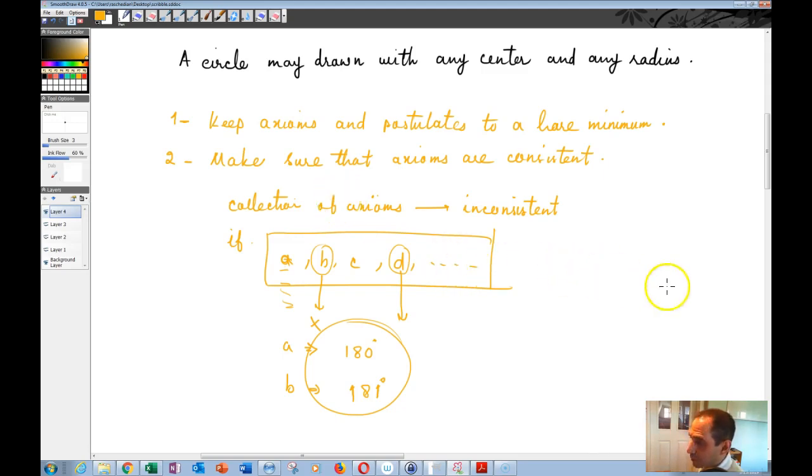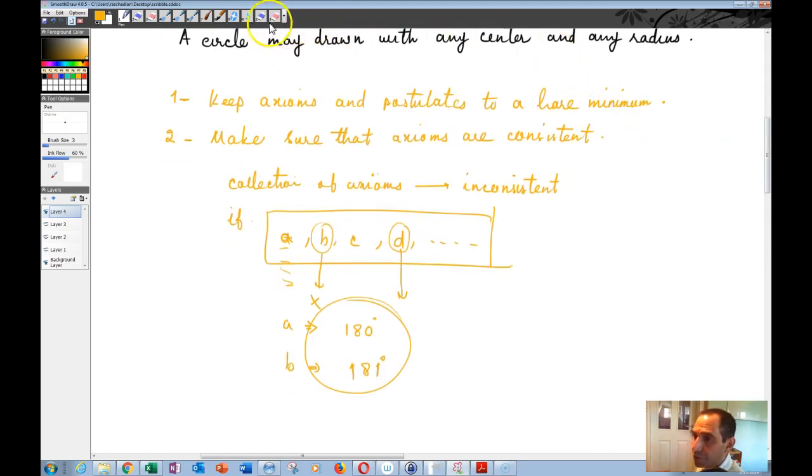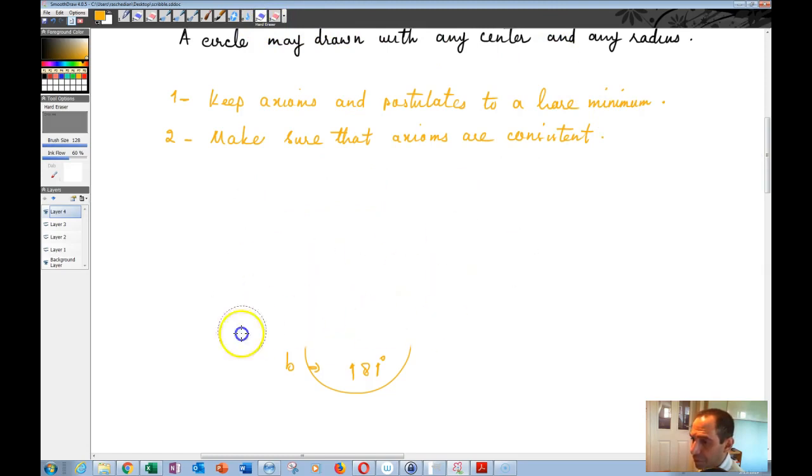Okay, now the next thing that we do over here is that we erase these things. The next thing that we do over here is that we say that a false axiom will sooner or later result in a contradiction. We say that there is a contradiction when we find a statement such that both the statement and its negation are true. Okay, so this is important.